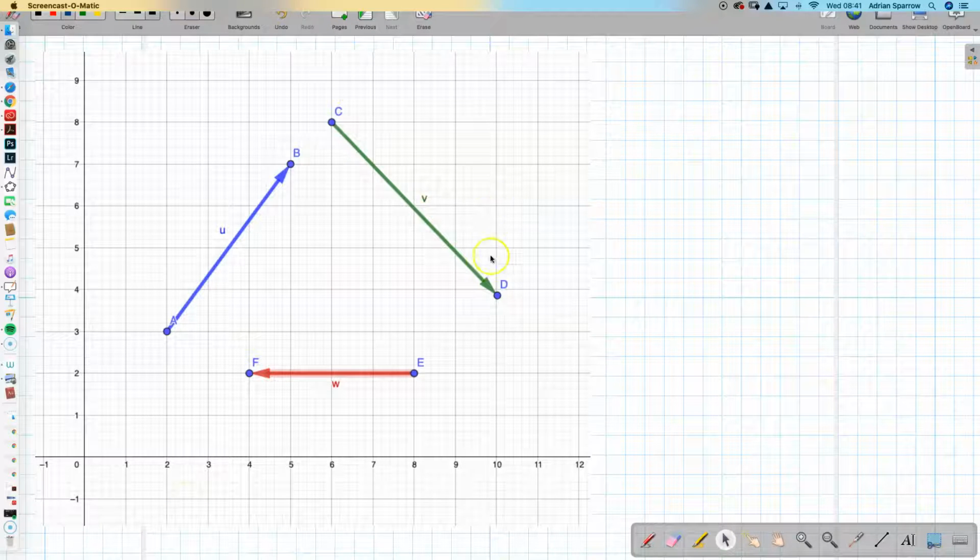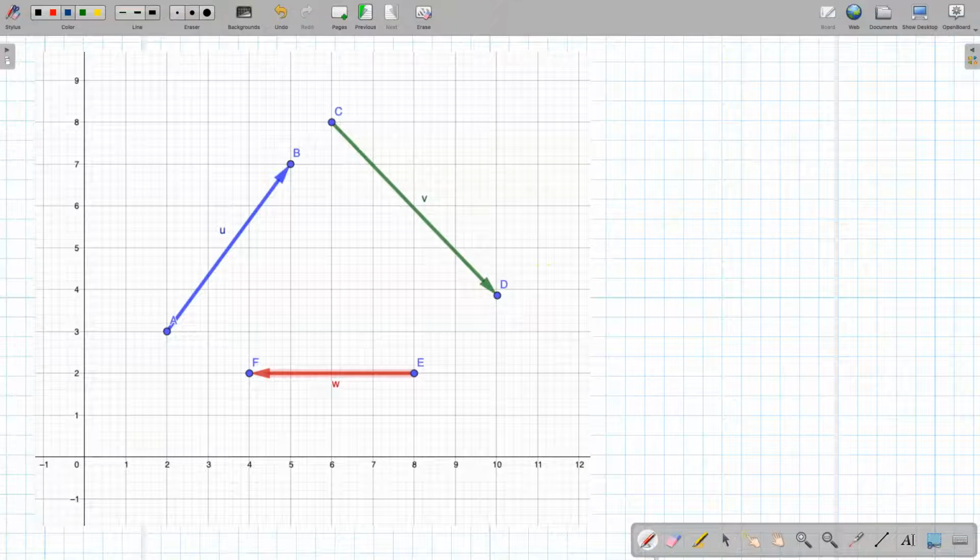Let's have a look at unit vectors. Now, a unit vector is a vector that is 1 unit long. Now, if I want to do the unit vector for W, at the moment, W is 1, 2, 3, 4 units long. So let's just write out W's got a magnitude of 4.